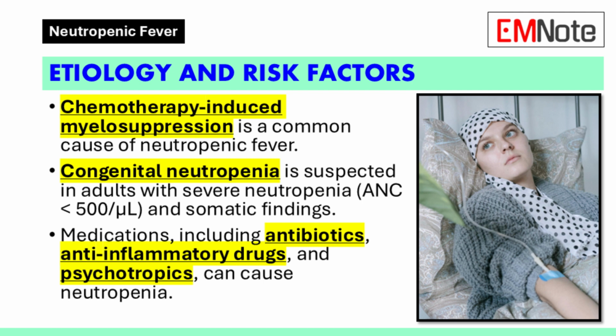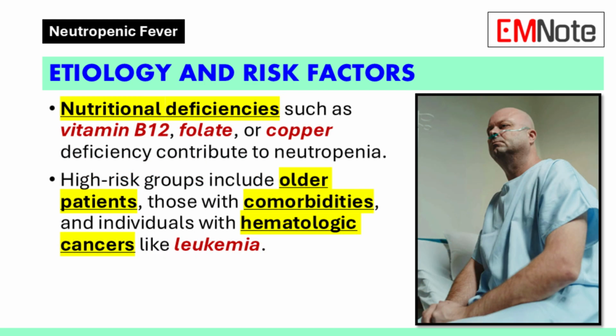Other causes of neutropenia include congenital neutropenia, which is suspected in adults with severe neutropenia, defined as an absolute neutrophil count of less than 500 cells per microliter, and a history of somatic findings. Certain medications, including antibiotics, anti-inflammatory drugs, psychotropic drugs, antithyroid drugs, and cardiovascular drugs, can also cause neutropenia. Nutritional deficiencies such as severe vitamin B12, folate, or copper deficiency are additional causes.